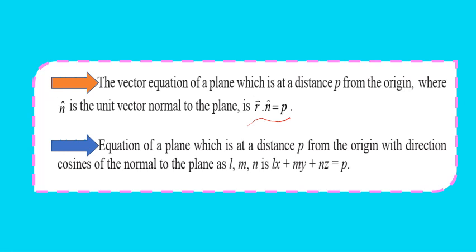Remember that n cap is a unit vector. And the equation of a plane which is at a distance of p from the origin with direction cosines of the normal to the plane l, m, n is given by Lx plus My plus Nz equals P. So this is the Cartesian form of the same equation that we discussed above. r dot n cap equals P is the vector form and Lx plus My plus Nz equals P is the Cartesian form, where l, m, n are the direction cosines of the normal of the plane. Clear? So pause and note down these points.